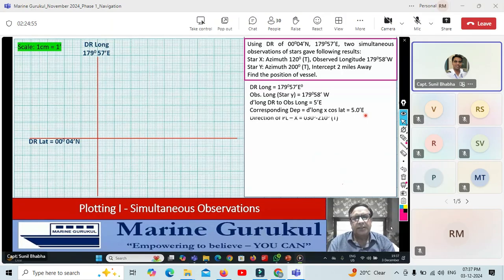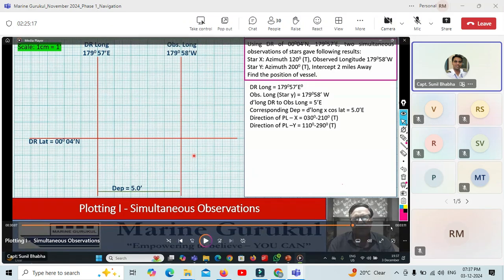Then we identify the direction of the PLs, perpendicular to their respective azimuths. With the departure being 5 minutes east of DR long, we mark off the departure here, 5 minutes east, and we draw the meridian of the observed long. So both the reference positions are plotted, beta. Any doubts up to here? No doubt, sir. Great.